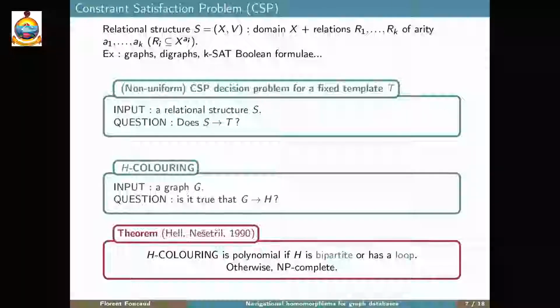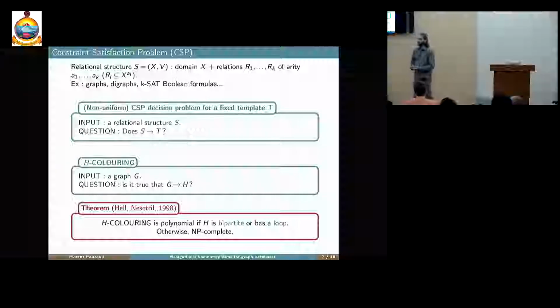We have loops and all. Well, the thing is, if you have a loop, it's trivial because every graph has a homomorphism. Okay, so that's polynomial, and if you have parallel edges, they are not necessary. Yeah. But the important thing here is undirected. Because for directed graphs, the story is completely different, actually. It's very complicated for that one.